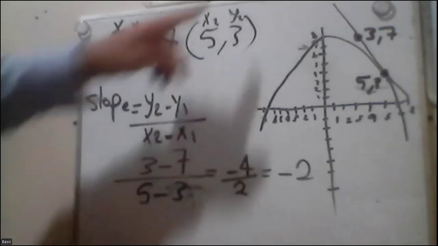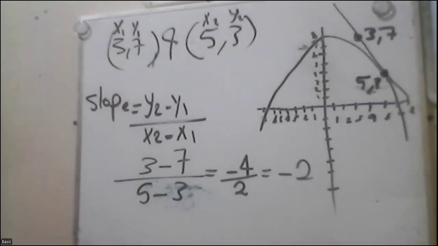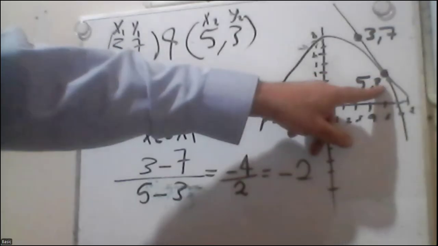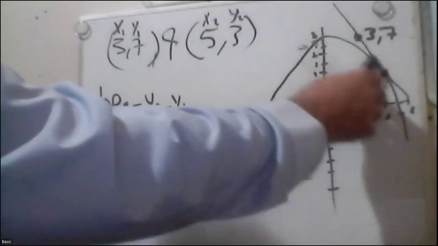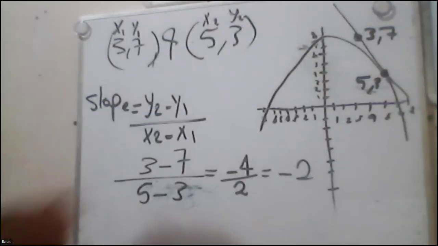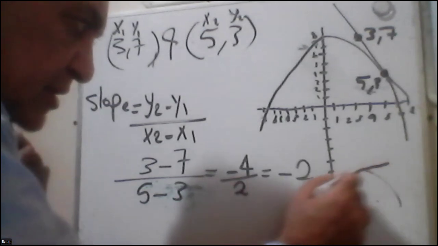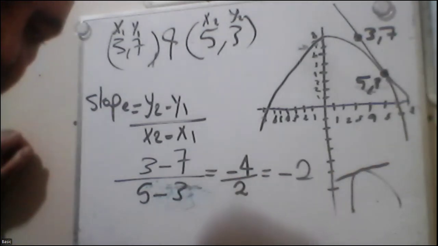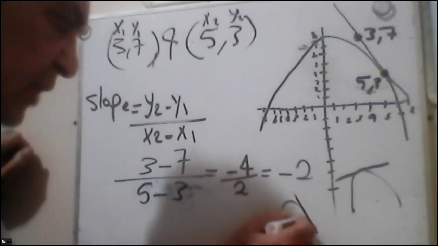Usually I used to say y2 minus y1 divided by x2 minus x1. It will give me the slope of that. The tangent is the point 5 and 3. This is the tangent. And tangent means what? It's touching the curve at this point. Touching means like this, just touching, but not intersecting. It touches the curve at one point here.